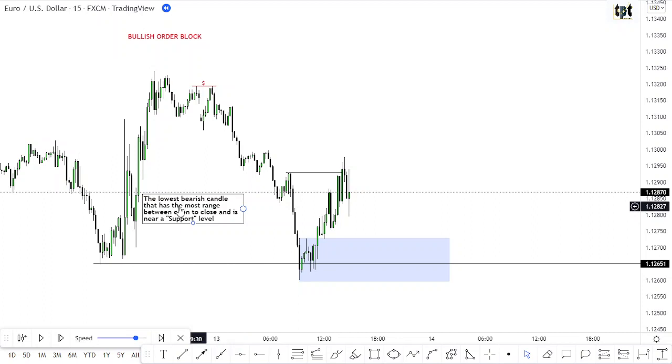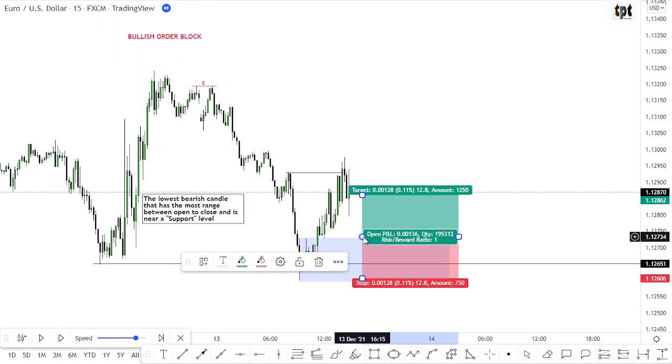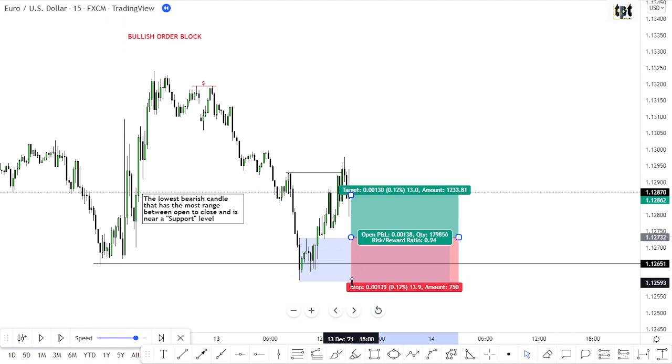Now, the lowest bearish candle that has the most range between open to close and is near a support level: this is our bullish order block. It has the most range and is situated near our support level. And I said the best one, at least you should see price trade away from it with high momentum, and it should break structure. It broke this short-term high. So what do you do? You wait for price to reach into this order block, whereby you should be taking your buys from. The stop loss should be slightly below this order block. So this particular place, the stop loss here.